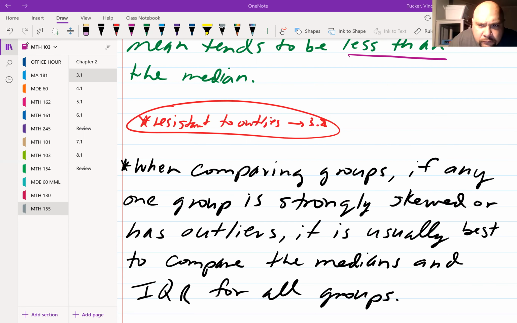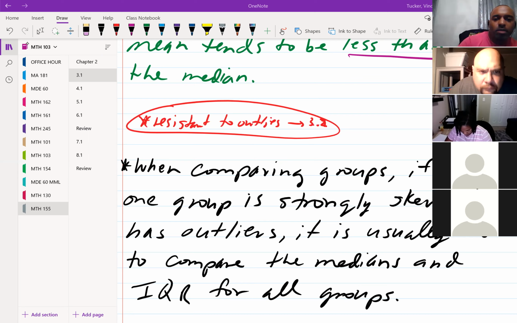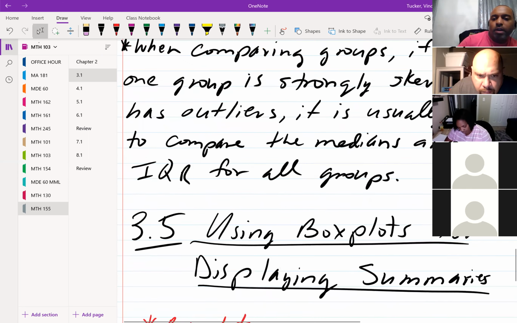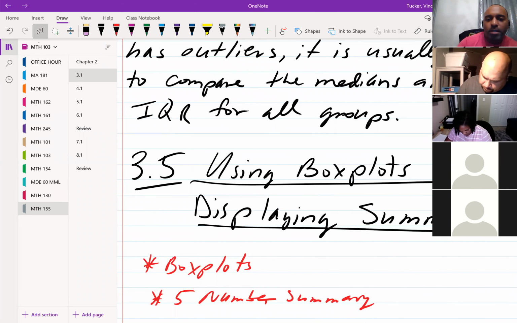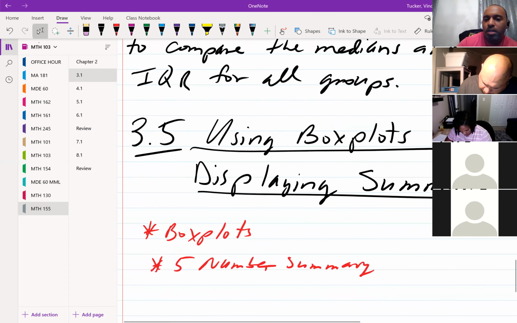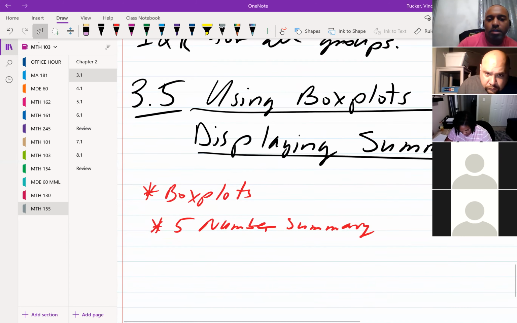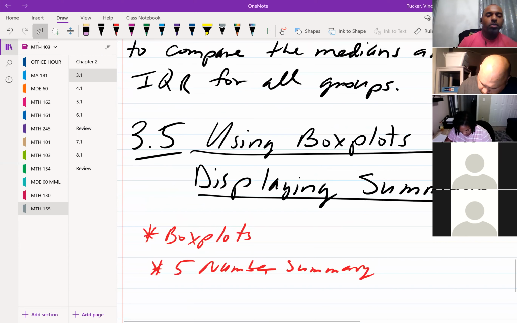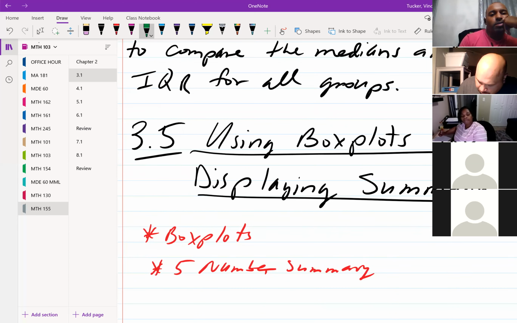Let me see. Can I scroll up? Everybody good? So now, using box plots and displaying summaries. So just letting you write up that title, and then we'll go ahead to the steps and all that.